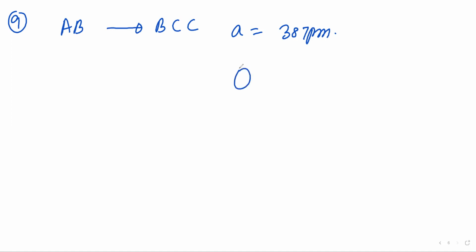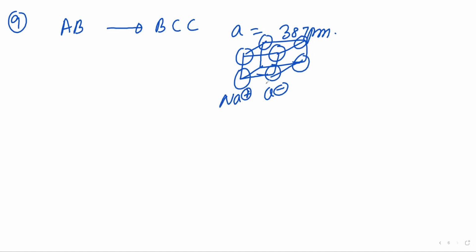Now see question number 9. AB crystallizes in a body-centered cubic unit cell, so it comes under BCC. The A value we know, that is 387 picometer. The distance between two oppositely charged ions is asked, the opposite charges kept in the cubic unit cell. Suppose here Na plus is kept, here Cl minus is kept. So what will be the distance between the opposite charges?